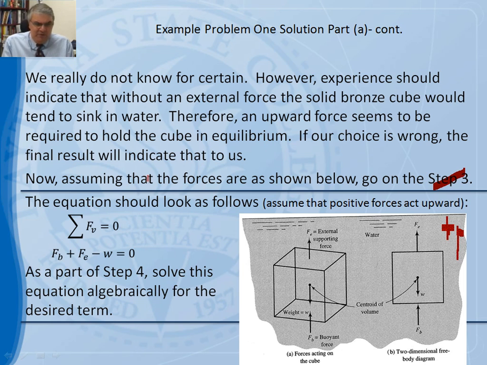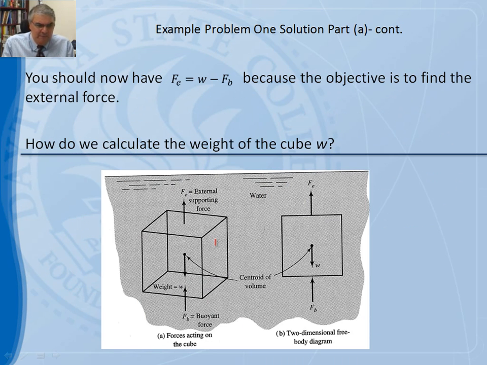So summation of forces in the vertical direction, we call that V, is 0. As such, assuming the upward is positive, F sub B plus F sub E minus W should be 0. And from that, we know F sub E should be W minus F sub B, right?